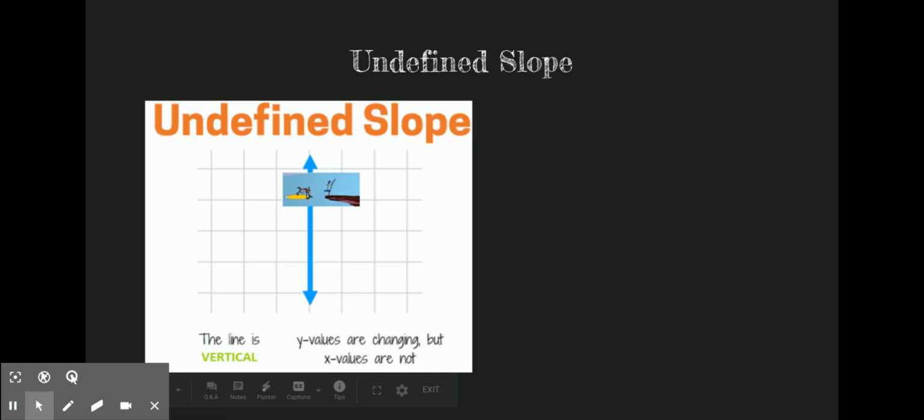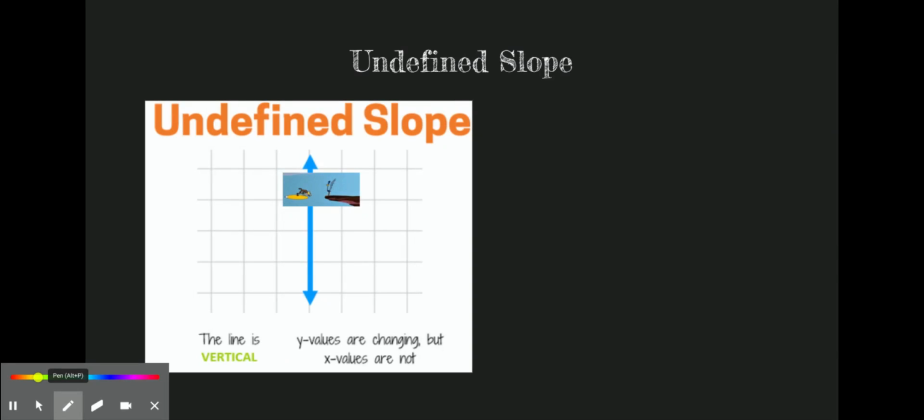All right, what about undefined slope? This one's really important, and I'm going to take a little bit of time to discuss this concept of undefined slope. Undefined slope will be a vertical line. It will run up and down. So the y values are changing, but there is no change in our x values. So I have no change going left and right. This is simply a line running straight up and straight down.